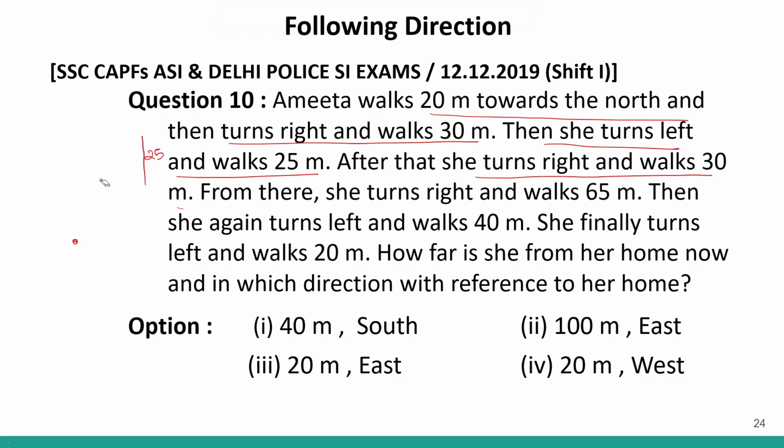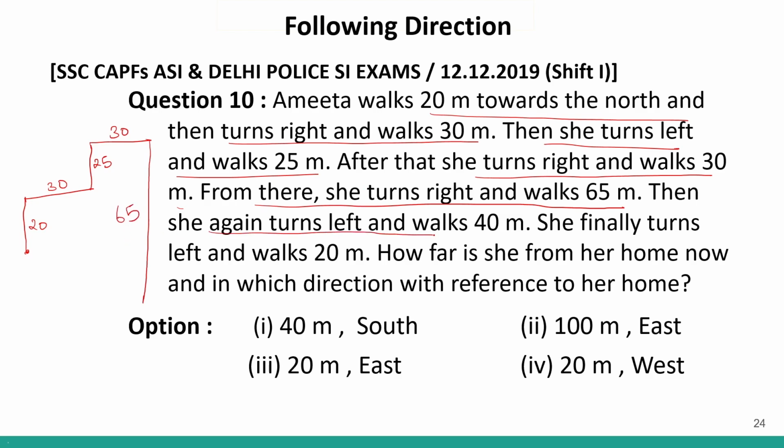So let me draw it a little bit on the side. Let's say this is the starting point, 20 meter, then right, then 30 meter, then left, 25 meter, and then right and walks 30 meters. So right and 30 meter. From there, she turns right and walks 65 meter. So from here, she turns right and walks 65 meter. Then she turns left again and walks 40 meters. So from here, left will be over here 40 meter. And then she finally turns left and walks 20 meter.